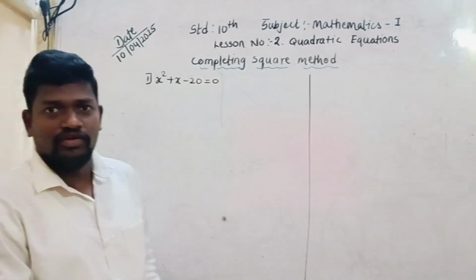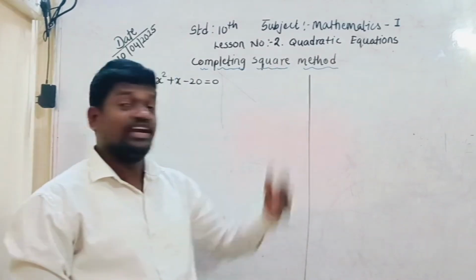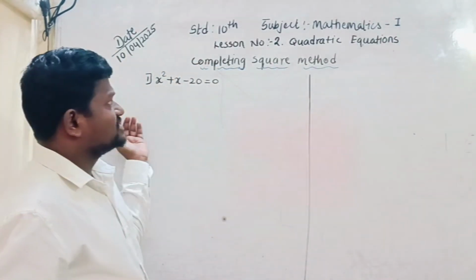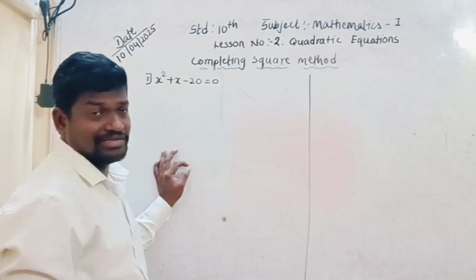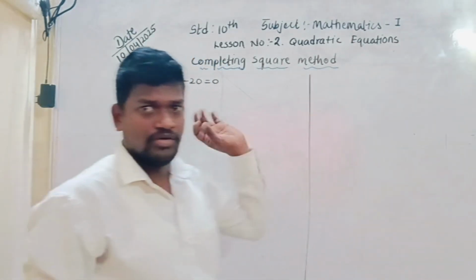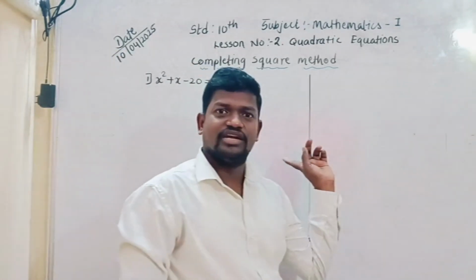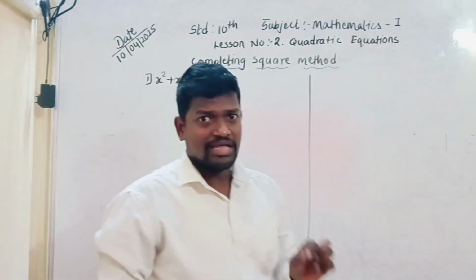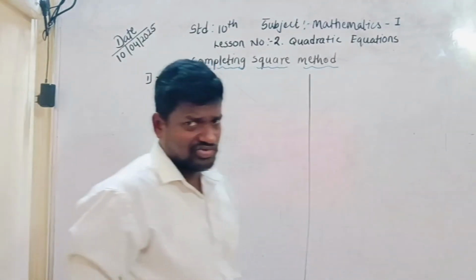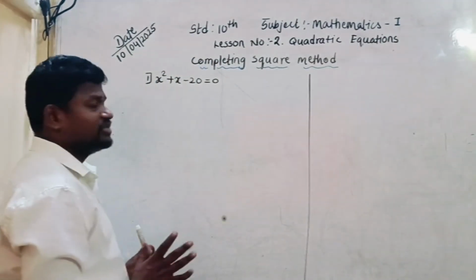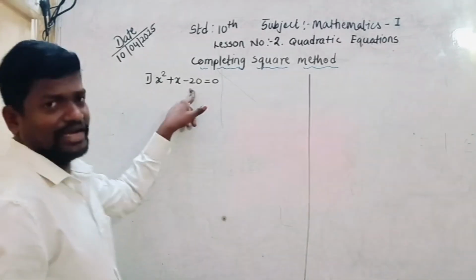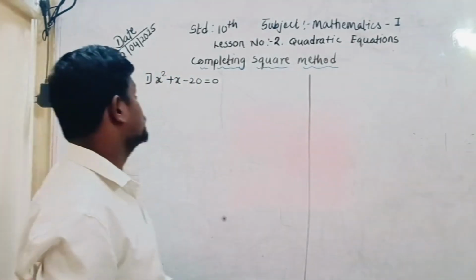Today we continue our Maths 1 second lesson, quadratic equations, and in this we start our next method to solve quadratic equations, that is the completing square method. In the last lecture we studied the factorization method, and now we start with our new method, that is the completing square method. So this is our question: x square plus x minus 20 equal to 0.